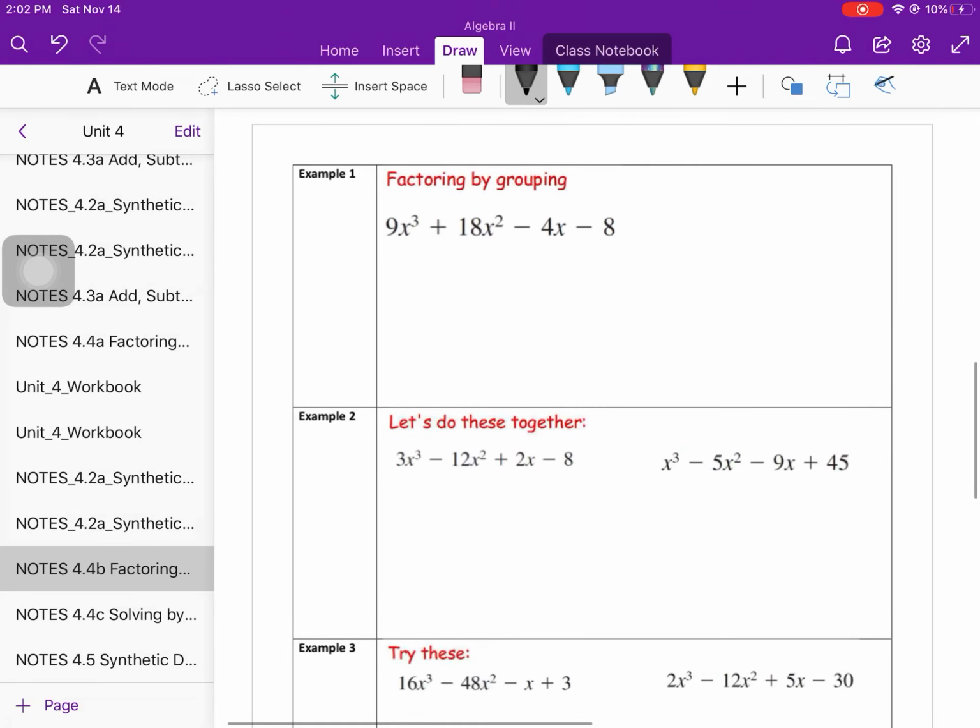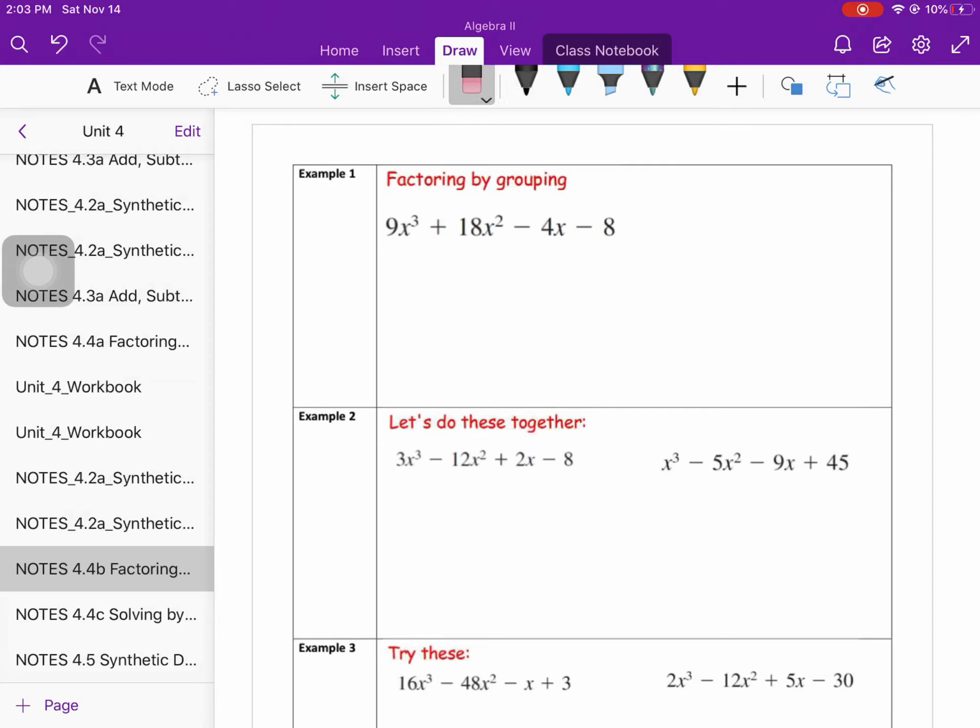What we do to start this problem is notice that it starts with an x cubed, then x squared, then x, and then a constant. We always have to have it in this order, so it has to be in standard form. If you look at the first two terms, we're going to ignore negative 4x and negative 8 for a second. Just look at those terms and see what they have in common. What is their greatest common factor?